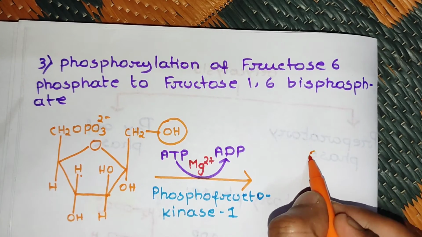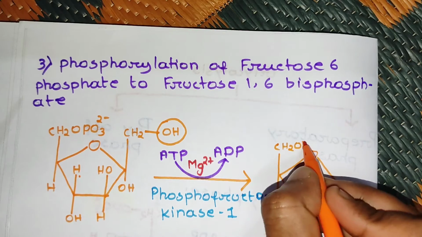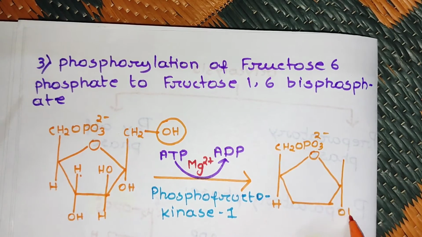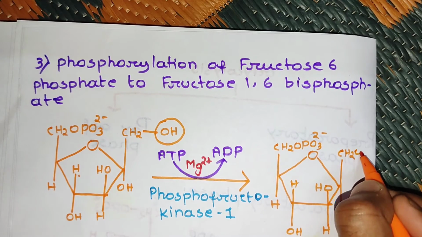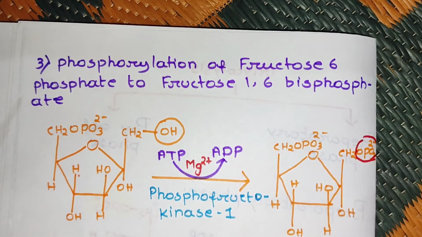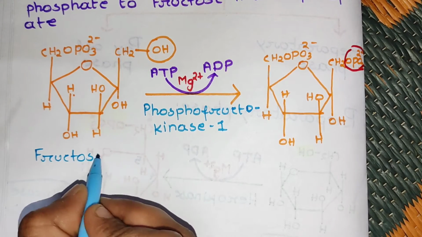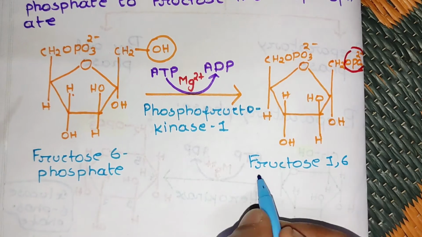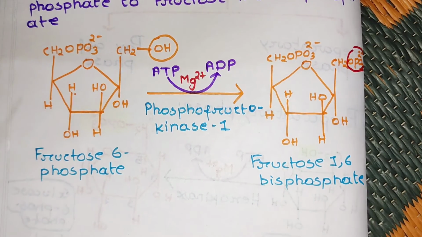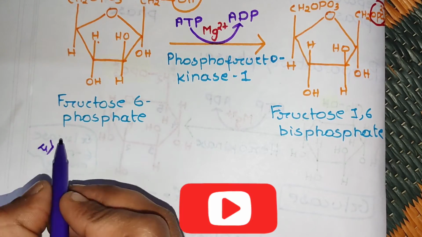In plants and some other organisms, this is phosphofructokinase. The gamma phosphate is transferred to the 1 carbon and fructose 1,6-bisphosphate is formed. Why is it called bisphosphate? Because, as you can see, the two phosphates are on two different carbon atoms, 1 and 6. That is why it is called fructose 1,6-bisphosphate.